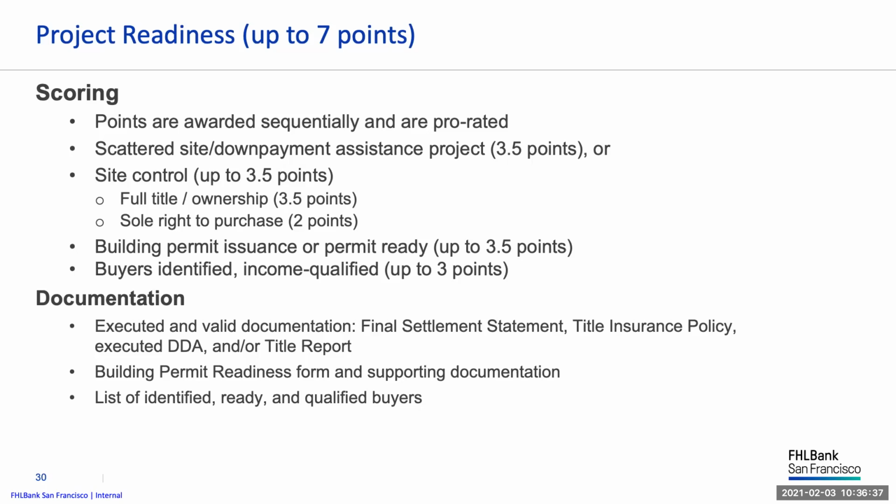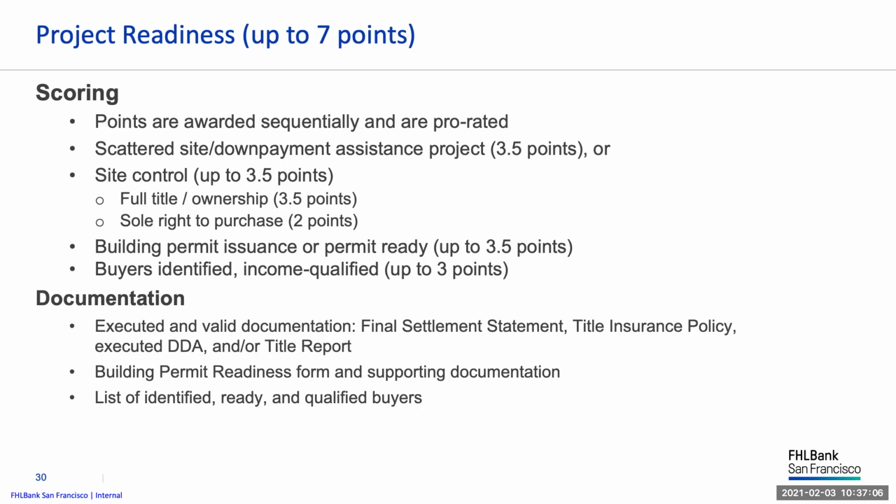If you have full site control in place, then you can qualify for points under building permit issuance or building permit readiness. To get credit for building permit readiness, the building permit readiness form must be signed by the building department, and a copy of the building permit readiness letter or the permits themselves must be submitted in order to receive 3 points. For projects on Native American tribal lands, a proxy letter from the tribal council or entity is acceptable in lieu of the building permit readiness form.